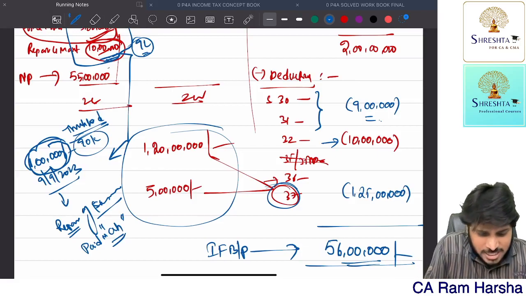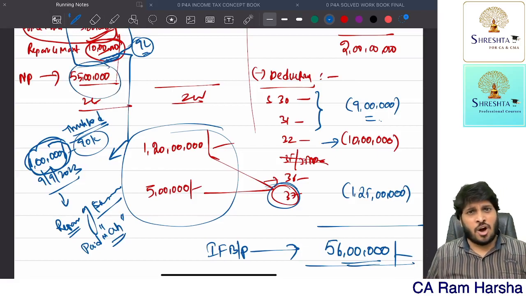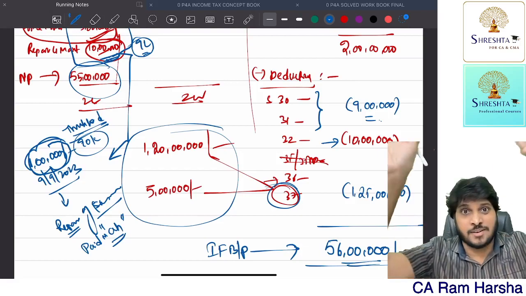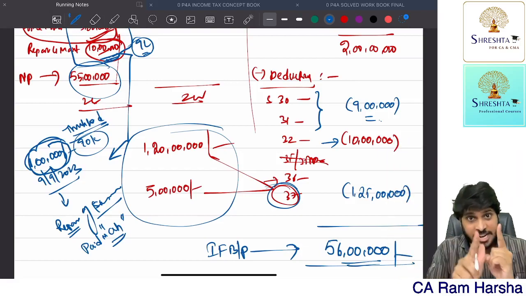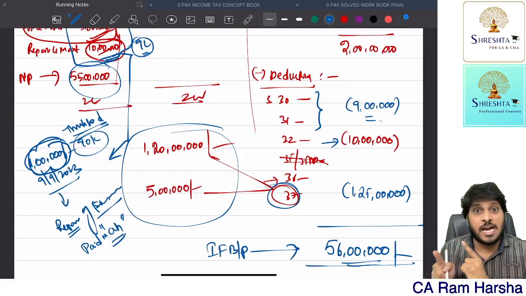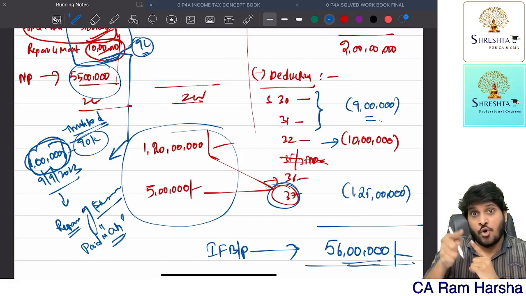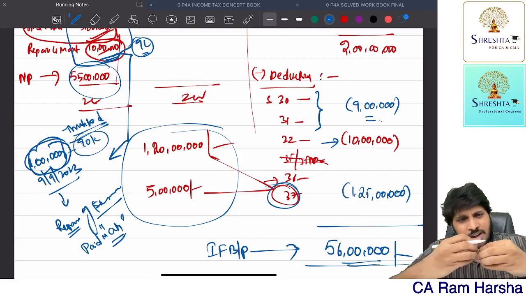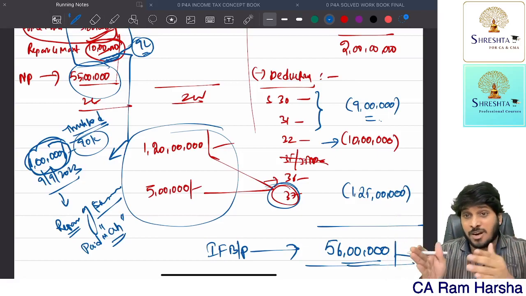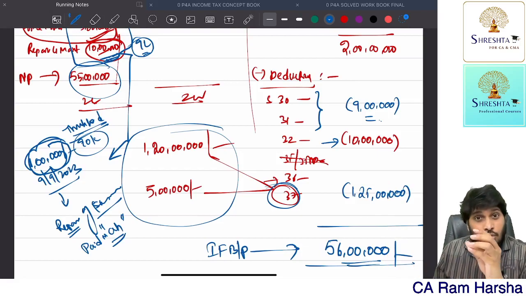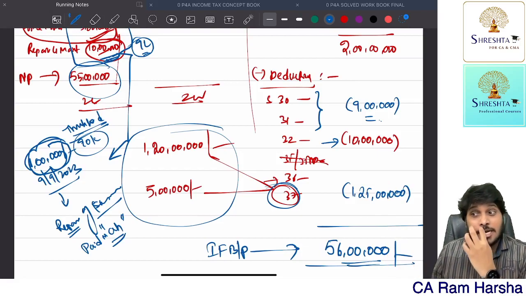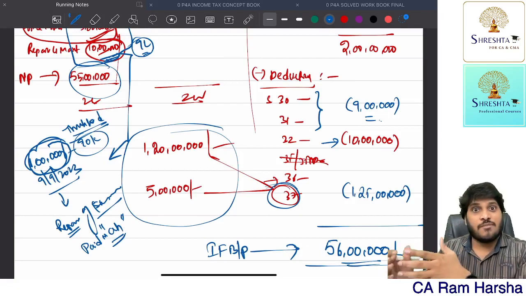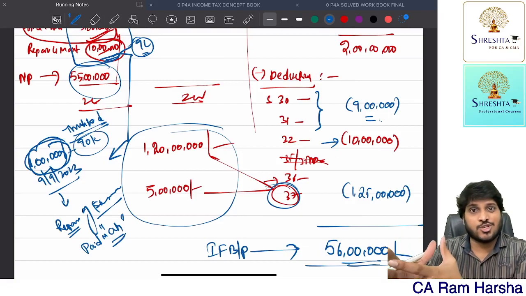Sir, as per my profit and loss account, it is 55 lakhs only, no? No. In your books of accounts, whatever profit, whatever loss, doesn't matter. When I talk about income tax, we have our own rules. You may show whatever amount as expenditure in books, but we will consider only certain amounts as expenditure as per the sections. As per law, we need to show expenditure. As per law, we need to show income.